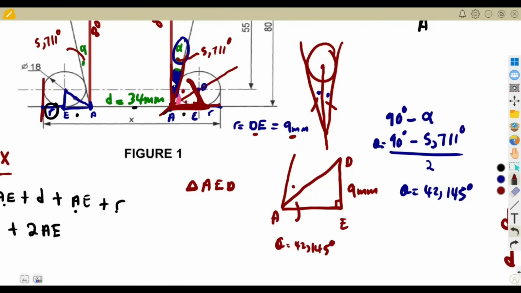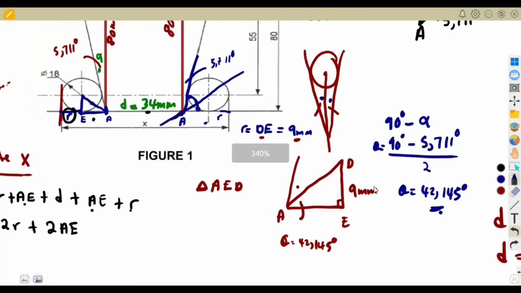But the whole of this angle there is 90 degrees. So from the 90 degrees concept, we take 90 degrees minus the included angle, 5.711 degrees, and we get the angle that is remaining, which is the sum of these two. If you subtract, you remain with the whole of this angle, but it must be divided by 2 because we are joining to the center. That is why we divide by 2.